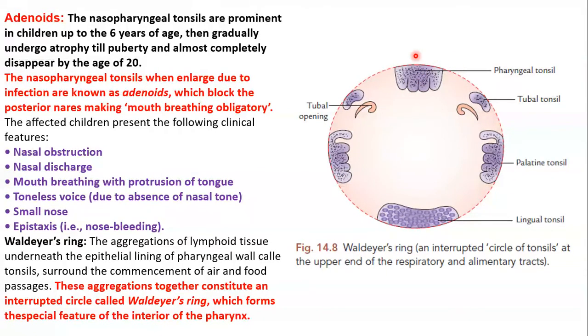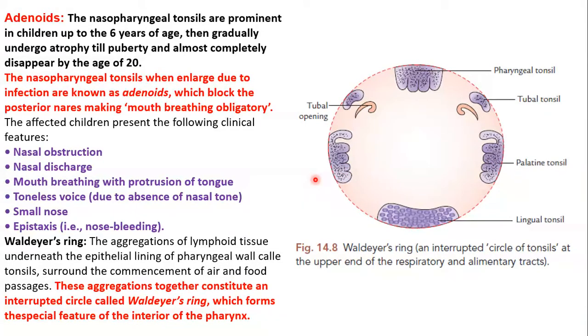Now this Waldeyer's ring consists of a single pharyngeal tonsil and a single lingual tonsil. The tonsil which is present in the roof of the nasopharynx is known as the pharyngeal tonsil, and this lingual tonsil is buried inside the muscles of the tongue, while the tonsils which are present in pair form are the tubal tonsils, and the palatine tonsils are also two in number.